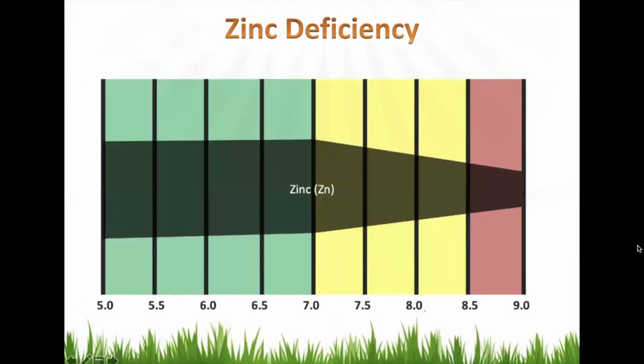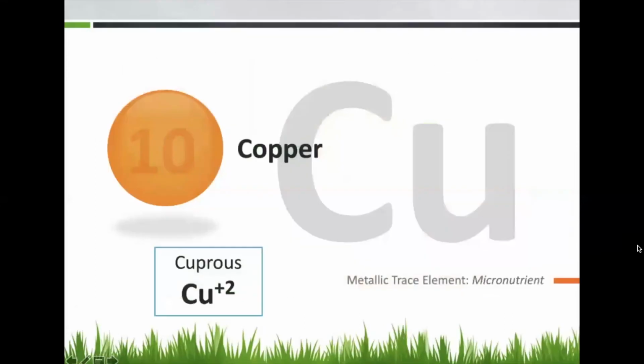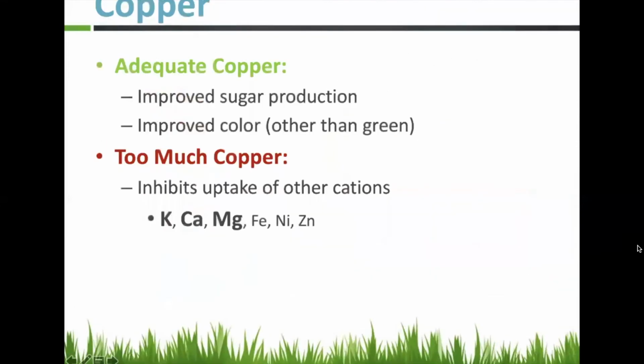This occurs when the pH levels are above 7.0, but specifically when they go above 8.5. Next, we're going to discuss copper. With adequate copper, this improves sugar production and improves color as well, other than just the green coloration. But with too much copper, this still inhibits the uptake of other cations like potassium, calcium, and magnesium.